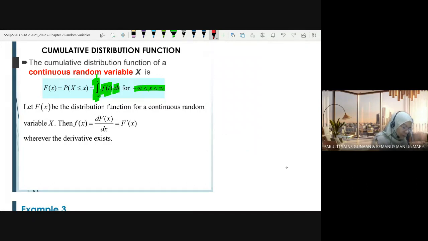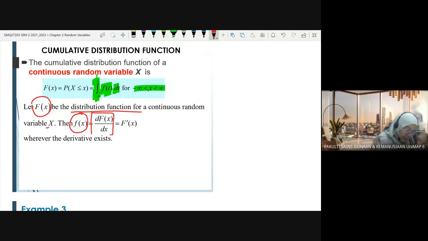So what else should you understand? Let F(x) be the distribution function for a continuous random variable. So we know that this F(x) is what we call the distribution function for x. Then, in order to find f(x), the probability density function, we have to differentiate.